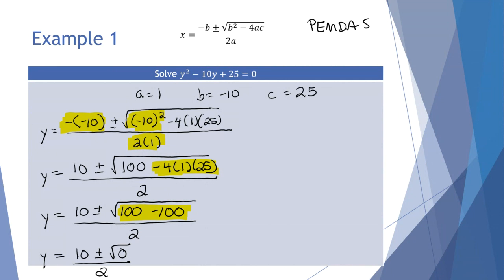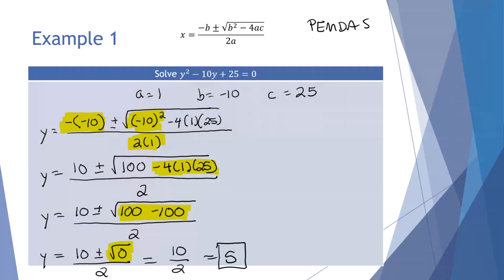So the square root is 0. On all calculators, there is a button for taking the square root, and so you want to be able to use that button. And when you take the square root of 0, you get 0. So this is just 10 plus or minus 0, which is 0. So we just get 10 over 2. And then we could divide that, 10 divided by 2, which gives us 5. So we have one solution here, y equals 5.